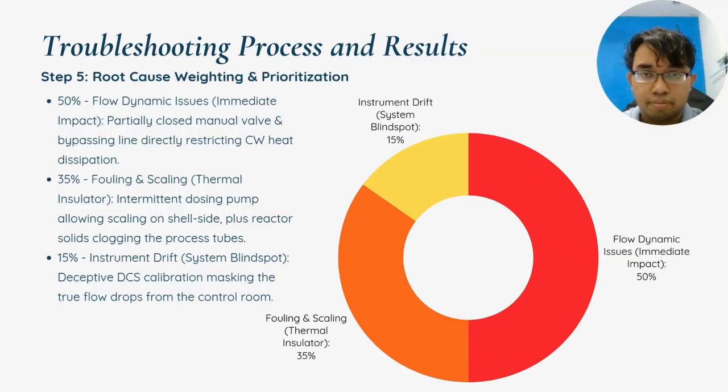Okay, so step 5, the root cause weighting and prioritization. So 50% fluid dynamic issues, immediate impact, partially closed manual valve and bypassing line directly. 35% fouling and scaling, thermal insulator, and 15% is instrument drift, system blind spot.